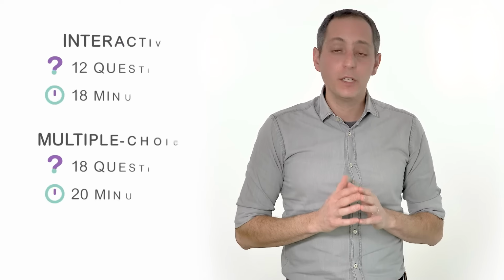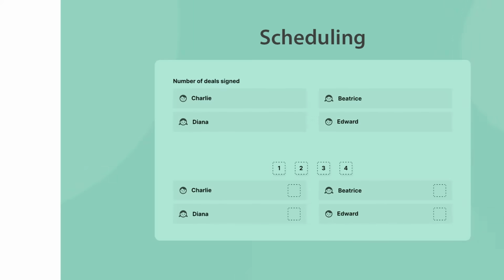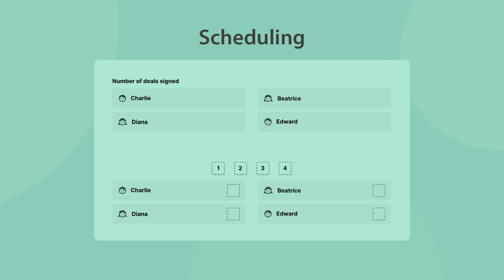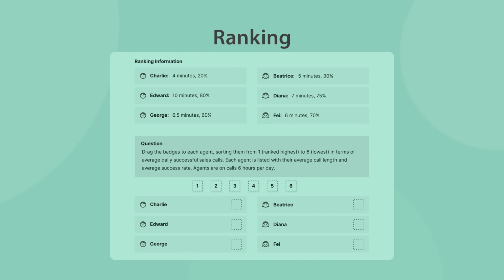On the SHL Deductive Reasoning Test, you're mainly assessed on your ability to draw logical conclusions, plan, and organize. Depending on the version, you will need to solve 12 to 18 questions in around 20 minutes. Questions in this test come in 2 main types: scheduling, in which you will need to set schedules based on various constraints and limitations, and ranking, which will require you to rank employee performance based on implicit cues.